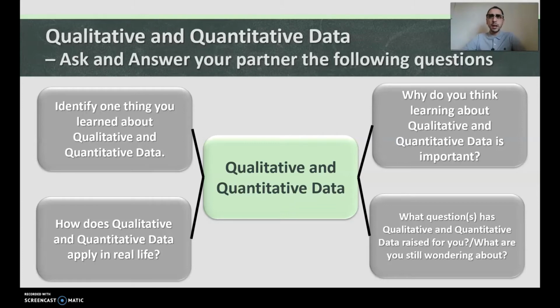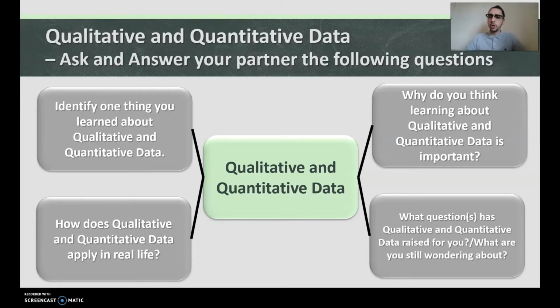Why do you think learning about these two types of data is important, and how does it apply in real life, right? Think about the types of things that happen in real life, if you get asked a questionnaire, if you get stopped in the street: "Excuse me, could you give some time for cancer research?" "Yeah, sure, go on then." And they ask the type of questions. What type of questions are they? Are they qualitative? Are they quantitative? Maybe it's a mixture. And what questions are you still wondering about?